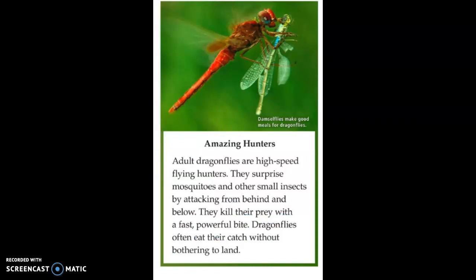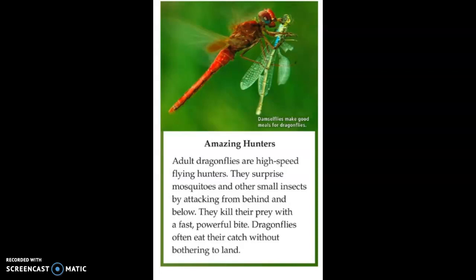One last section, amazing hunters. Adult dragonflies are high-speed flying hunters. They surprise mosquitoes and all other small insects by attacking from behind and below. They kill their prey with a fast, powerful bite. Dragonflies often eat their prey without bothering to land.